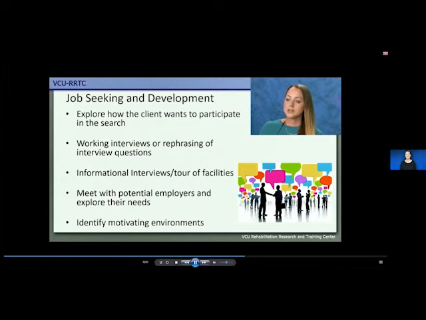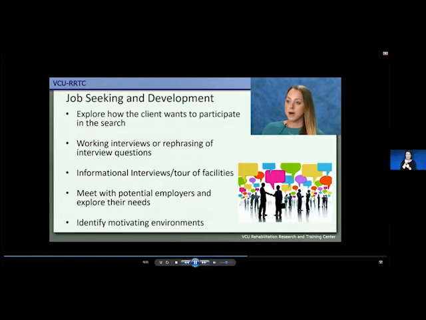Once we got into the job seeking and development stage, this is really where the client, myself as the counselor, and his support network had identified that working in an athletic setting was really his ultimate goal, and how exactly could we pursue this goal. So at this time, really talking with the client about how he would participate in the job search and what exactly his goals were as far as working with his employment specialist.